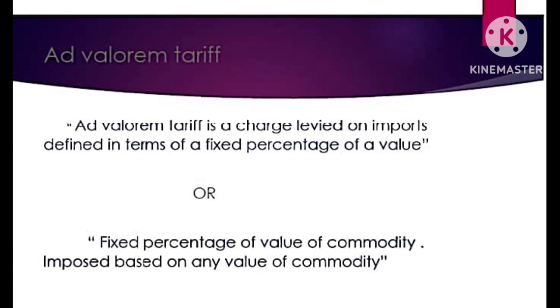Second kind of tariff is ad valorem tariff. Ad valorem tariff is a charge levied on imports defined in terms of a fixed percentage of a value, or fixed percentage of value of commodity imposed based on any value of commodity. This is quite opposite from specific tariff. It does not refer to the unit of commodity, it refers to the value of commodity, and that's the major and big difference between specific tariff and ad valorem tariff.